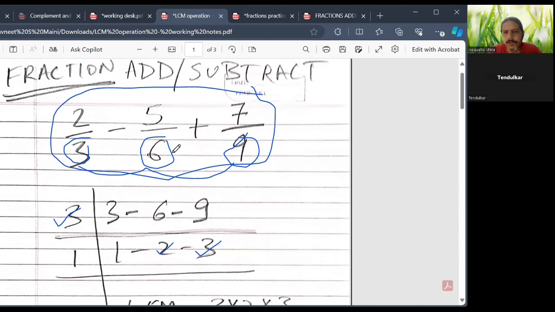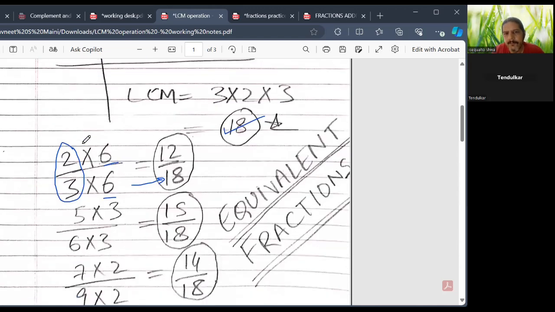I'll repeat the algorithm. Whenever you look at the fractions, look at the denominators. If there are two terms, three terms, or four terms, take the denominators and take the LCM. Any doubt till here? Once you have taken the LCM of the denominators, you have to take the equivalent fraction of the fraction which is given. For example, if I am given 2 by 3, I will try to reduce this 3 to 18. 18 is the LCM.